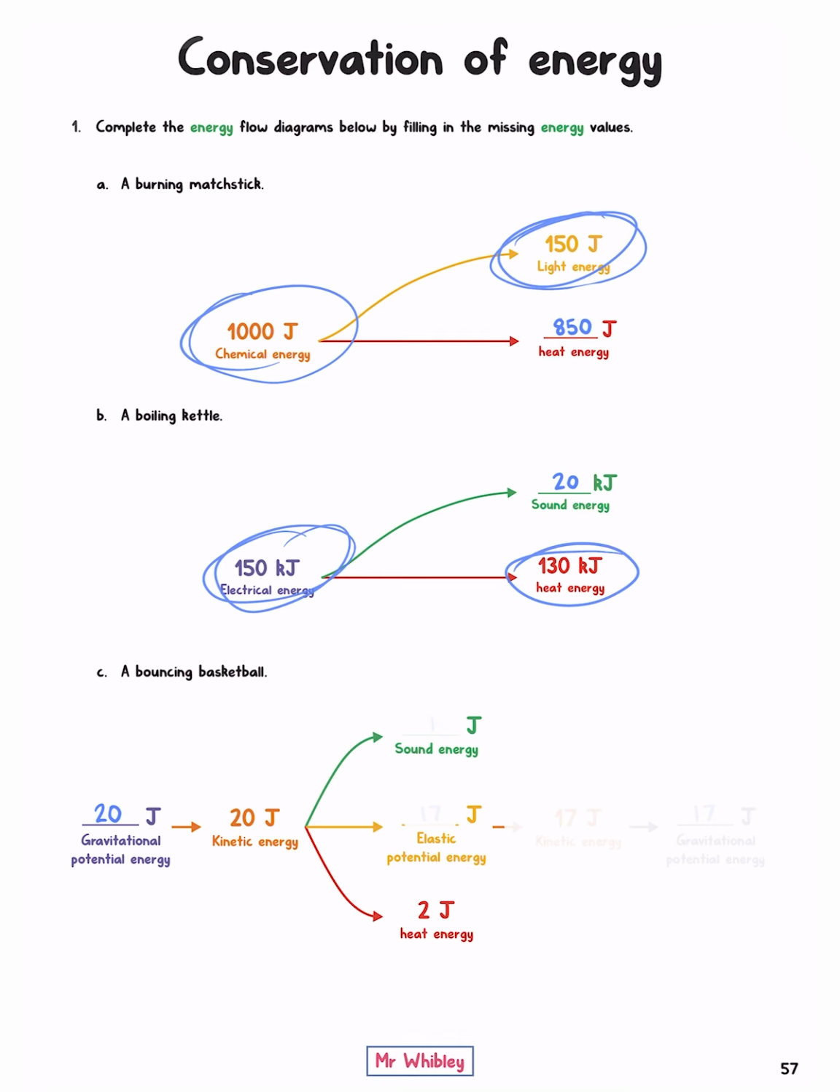This unknown elastic potential energy is then converted into kinetic energy as the ball bounces upwards again, and because we know all of this energy must have come from here, these two must be equal, and so our elastic potential energy is 17. As our ball moves upwards, it comes to a stop, and all of its energy is now gravitational potential energy, and has been converted from our 17 joules of kinetic energy. Our final unknown is our amount of sound energy, which if we take our 20 joules, subtract 17 and subtract 2, we're left with 1 joule.